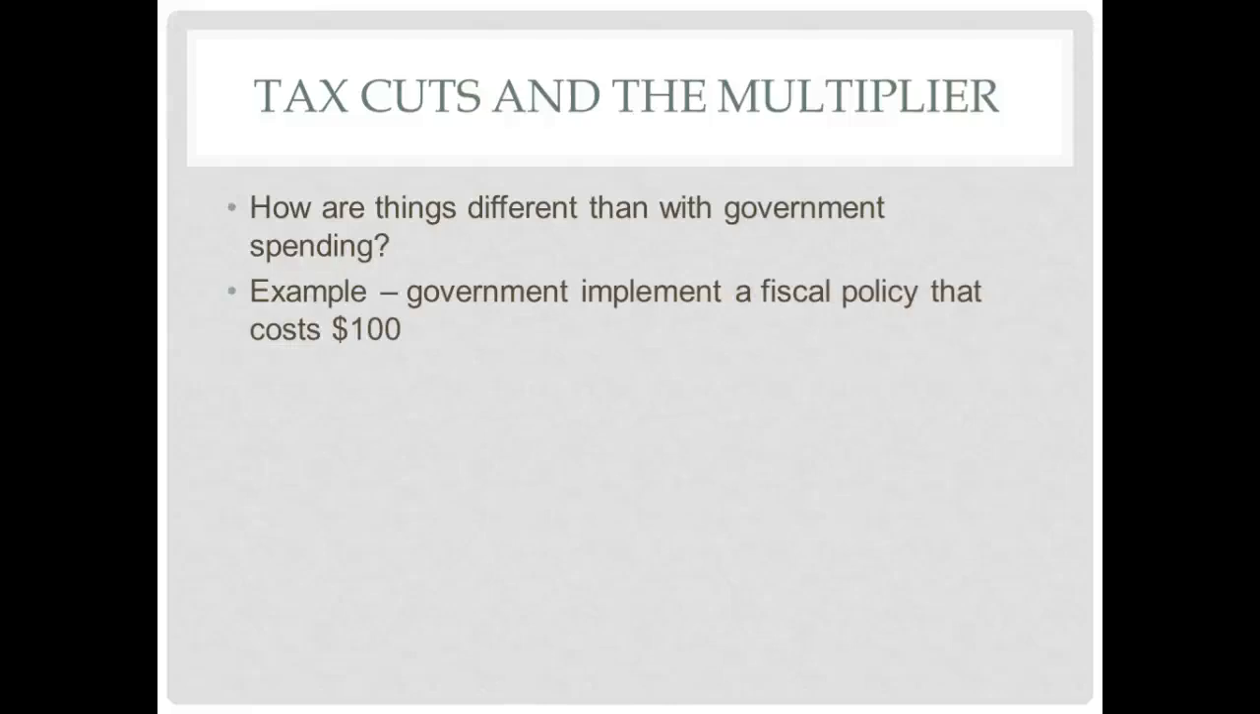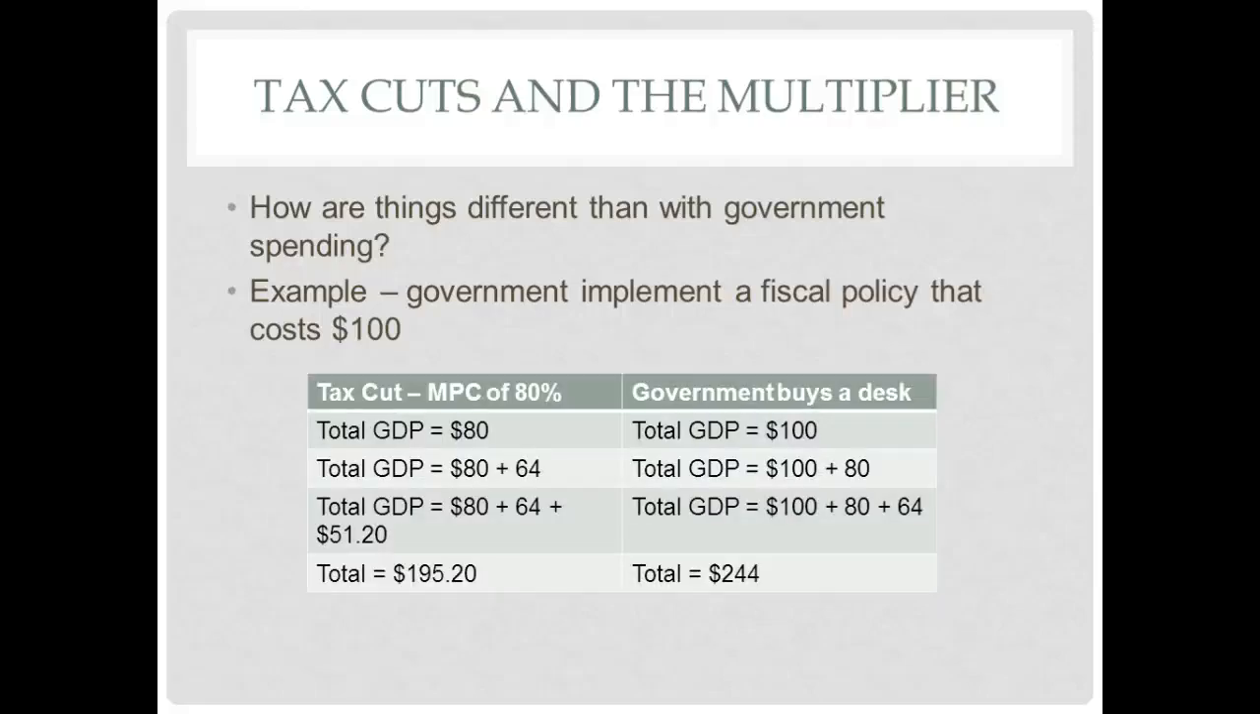Suppose the government implements a fiscal policy that costs $100. Either way, whether it's a tax cut or government spending, we're going to say it's $100. I want to show a chart to explain why these two scenarios end up with different results. Here's our little chart. Now, again, we've spent $100. And in both illustrations here, we're going to assume that we have an MPC of 80%.